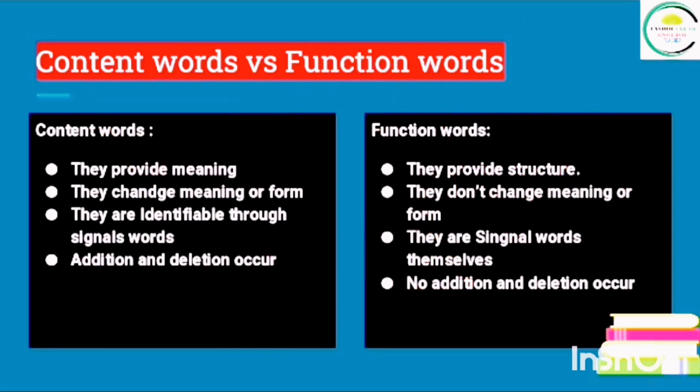So content words will change their meaning or their form by adding a prefix or suffix. And the third difference between content words and functional words: content words are often identifiable through some specific signal words. There are some specific signal words through which we can identify content words in a sentence. But functional words themselves do not require any signal words to be identified in a sentence.